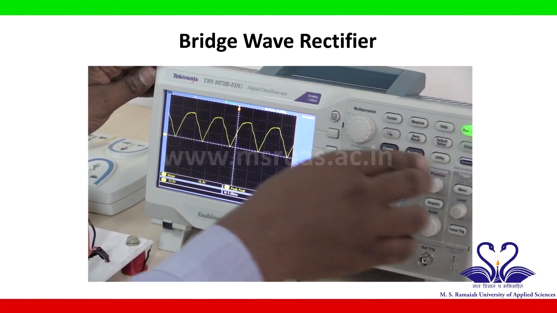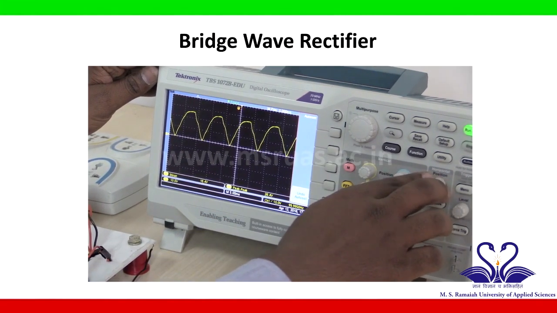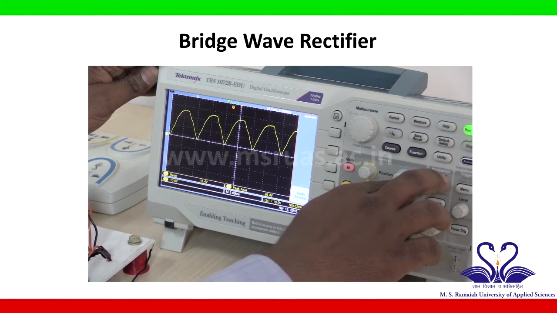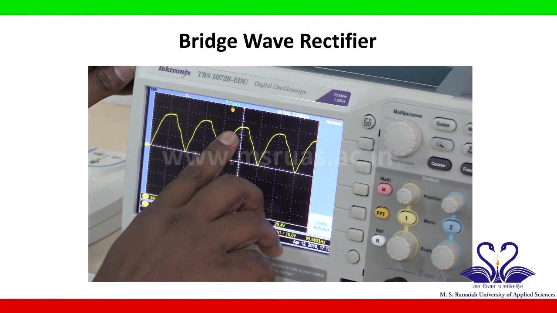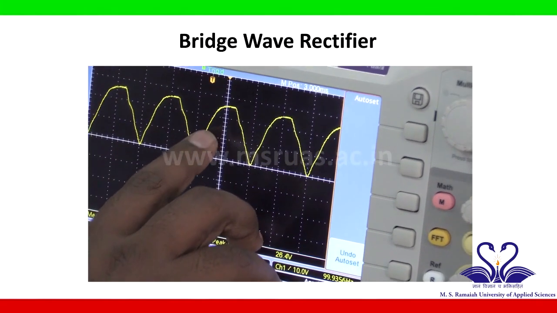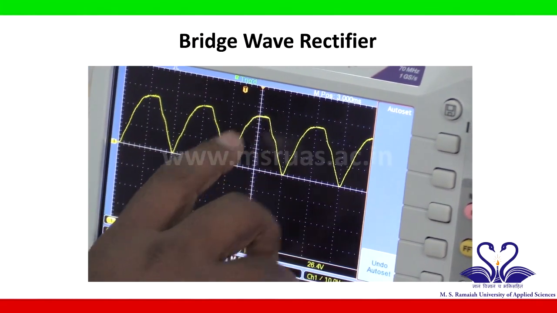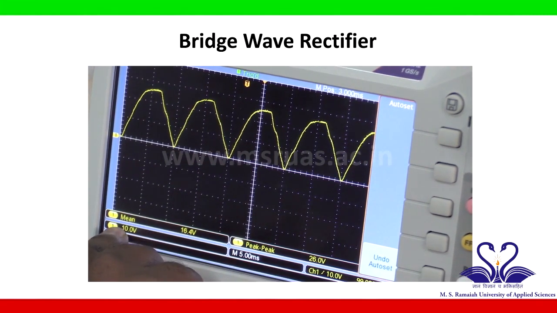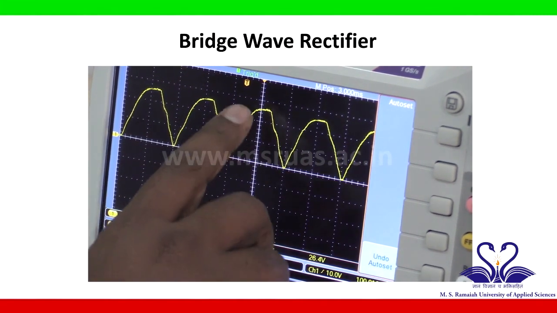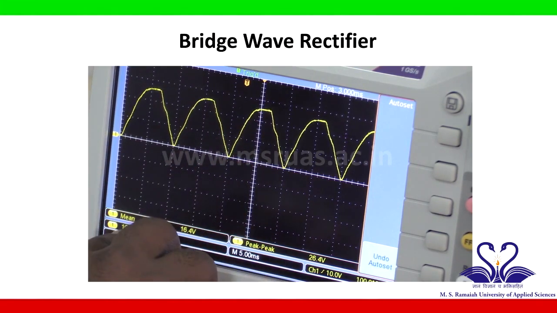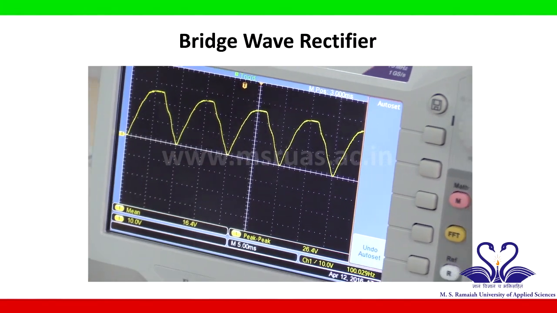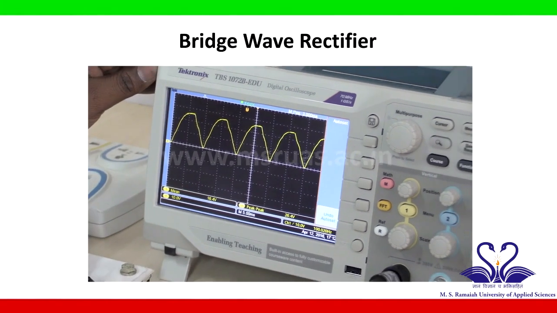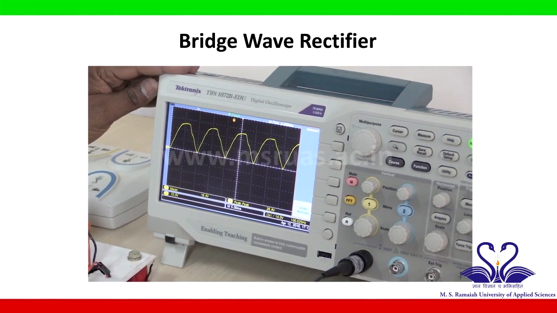To measure that, I will move this waveform onto a reference line. If you see this waveform, along the y axis it is covering 1 block, 2 blocks and 3 small divisions. So 2.6 into each block having a value of 10 volt. So 2.6 into 10 volt equals 26 volt. This is the output voltage we are getting for the bridge wave rectifier. We will tabulate this value in the given tabular column.